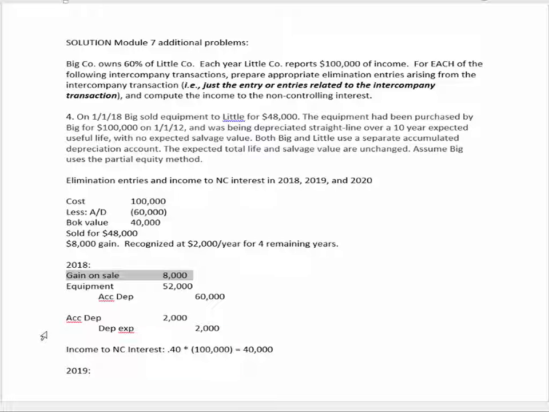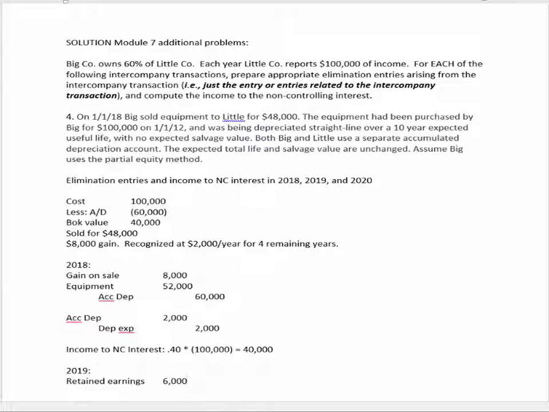We recognized $2,000 of it, so there's $6,000 being carried forward. This was a downstream transaction, so the entire $6,000 is going to accrue to the parent. And since we're using the partial equity method, we have to adjust retained earnings. Again, I go into some length on this in another presentation.